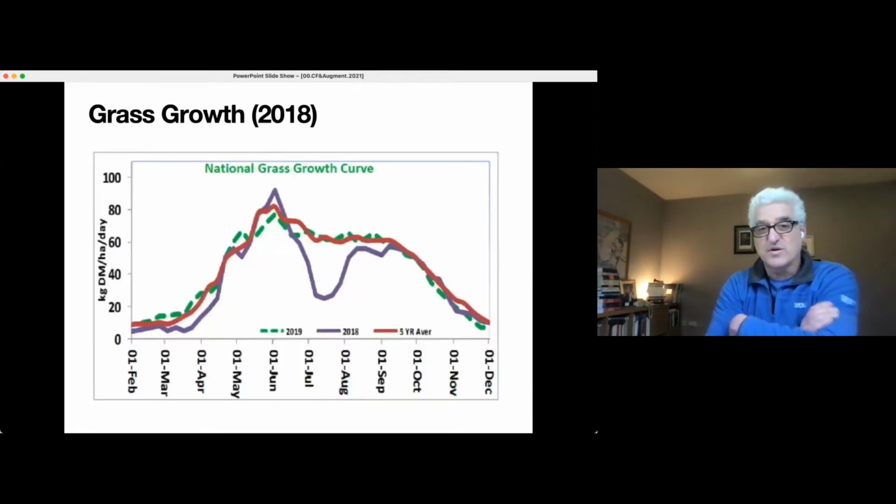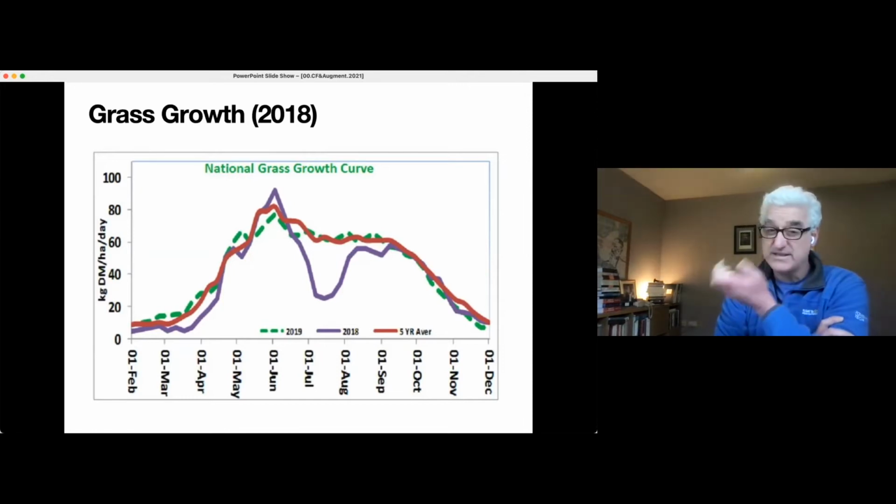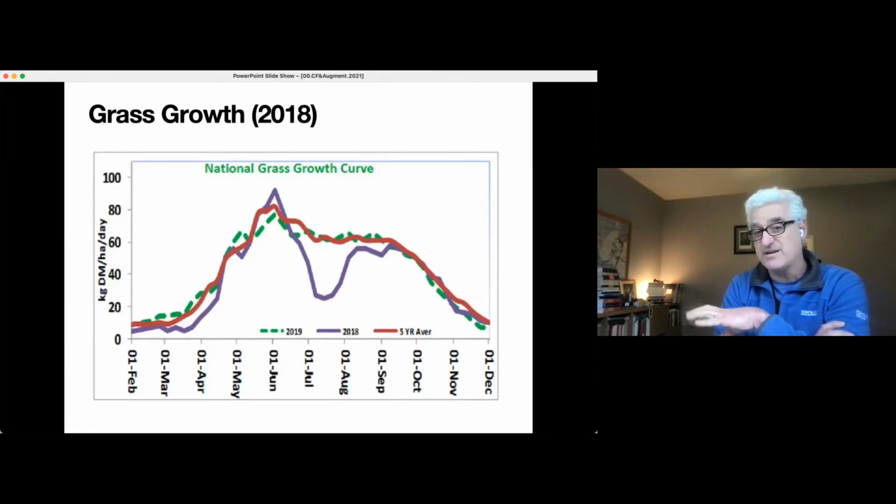And one of the things that happened in 2018 was that this characteristic curve was essentially destroyed. The green dotted line here is 2019, which is a sort of normal year. The red line is the 5-year average, and the purple one is 2018. One of the things you can see about grass growth here is it peaked as normal in June, but then it shot right down in July. Essentially what happened here is you had low moisture in the soil and you had very high solar radiation. And when that happens, grass gets burned. This is when the fields turn brown. So what actually happened here for dairy farmers was that they had no feed for their animals.